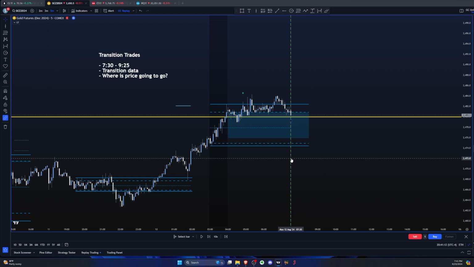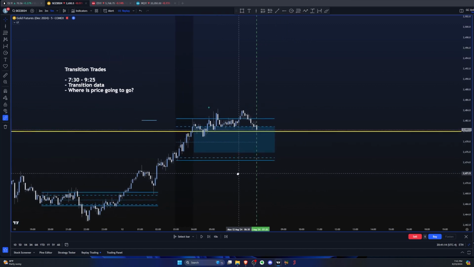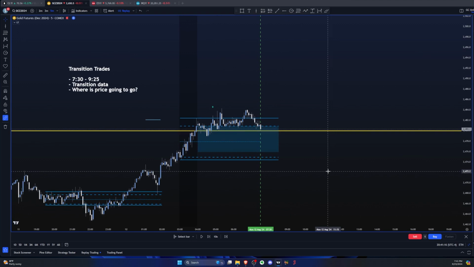I could potentially miss trades, really big trades. That's the other thing about transition trades. They can be the biggest trades because you're getting in at a place where that's the turning point for the day for where price is going to go the rest of the day. So in this example, transition trades, we have 7:30 to 9:25 is our time period.